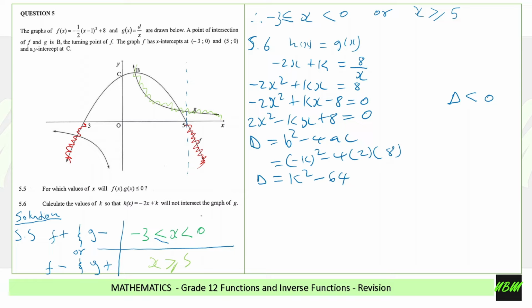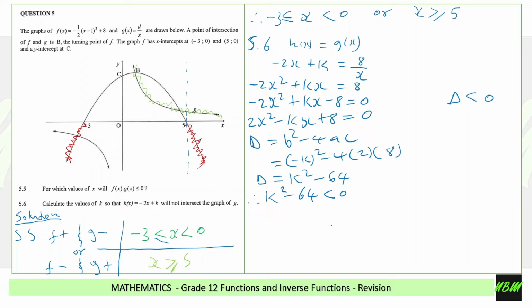Now, this is our discriminant when we are solving the equation of h and g simultaneously. But now we are saying we don't want h and g to intersect. It means it will be where the discriminant is less than 0. The two graphs will not intersect. There will be no roots in the language of nature of roots. Therefore, this will happen where k squared minus 64 is less than 0.